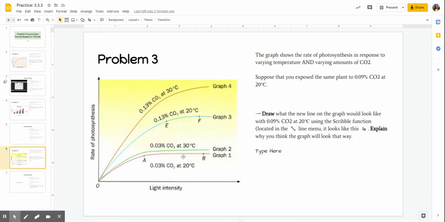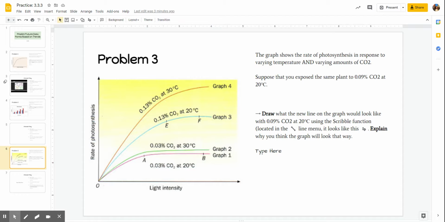And I also see that whenever the temperature is colder, there's a little bit of a lower reaction, because we can see here 20 degrees Celsius had less photosynthesis happen than 30 degrees Celsius. And we see the same thing down here.